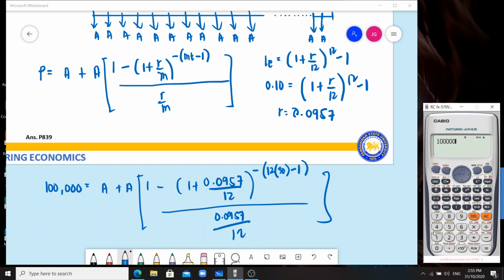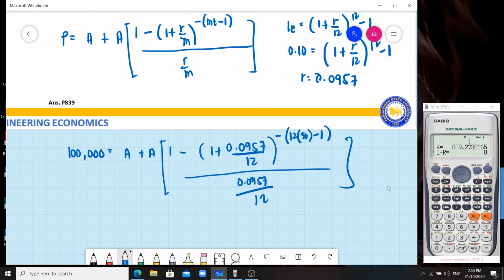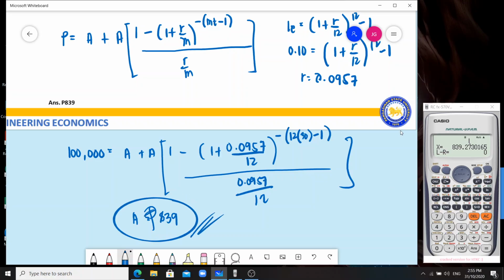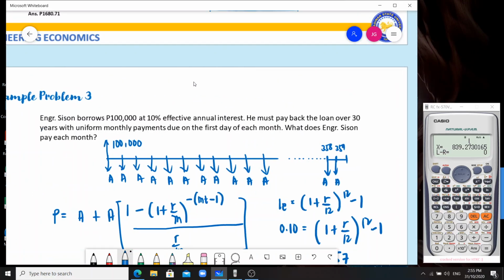100,000 equals A plus A times 1 minus 1 plus 0.0957 over 12 raised to negative 12 times 30 minus 1 over 0.0957 over 12. Shift solve. Okay, that is equivalent to A is 839 pesos. Okay, so that is how you answer annuity due. That's the last example for this video lecture. Thank you very much.